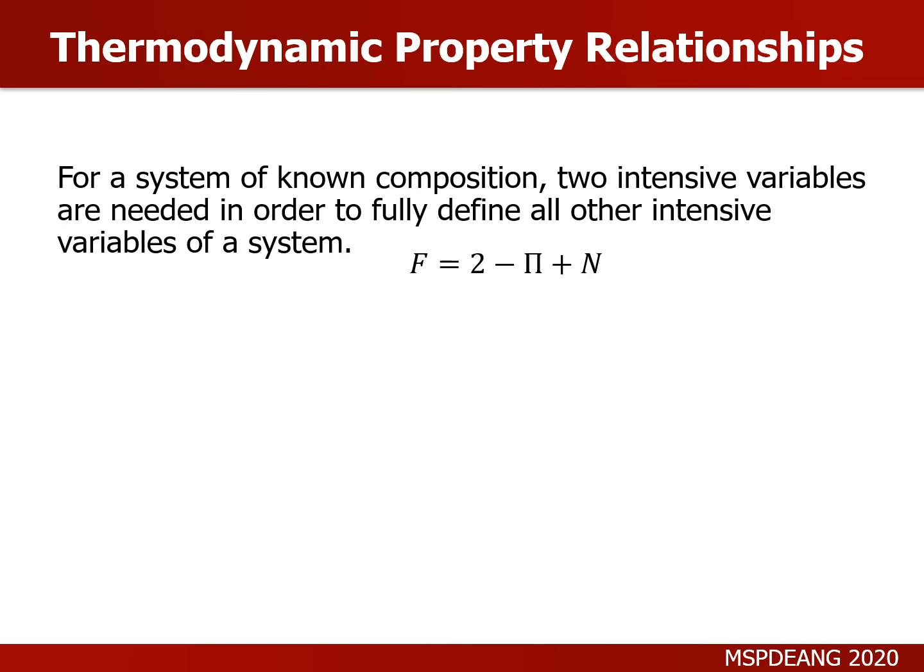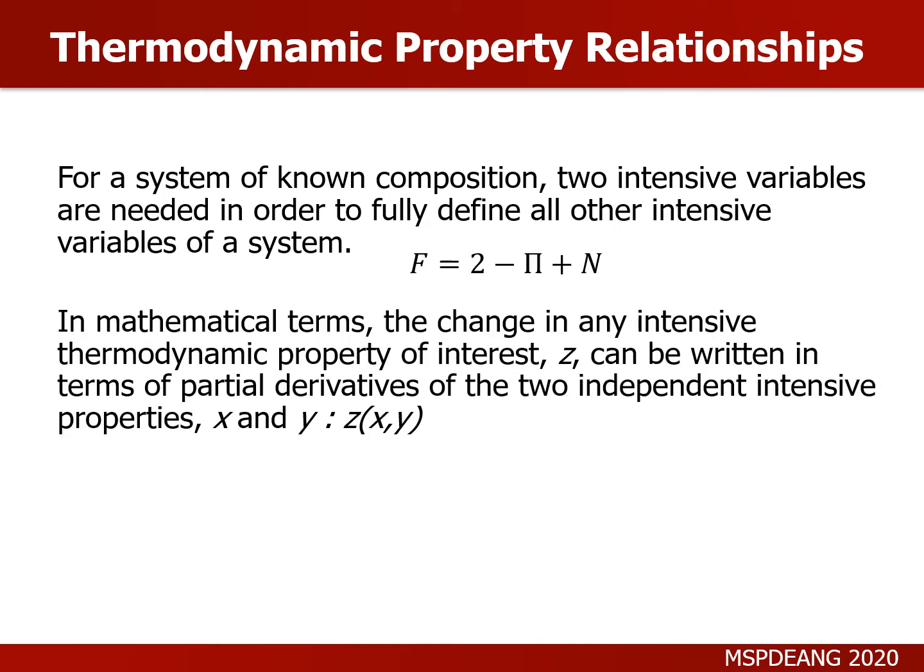Or in other terms, if you want now to measure the change in that particular intensive variable, let's say the intensive variable z, you can now just measure the change of two other intensive variables. Let's call that x and y. So in mathematical terms, the change in any intensive thermodynamic property of interest z can be written in terms of the partial derivatives of two independent intensive variables, x and y. And this can be denoted by z of x and y.